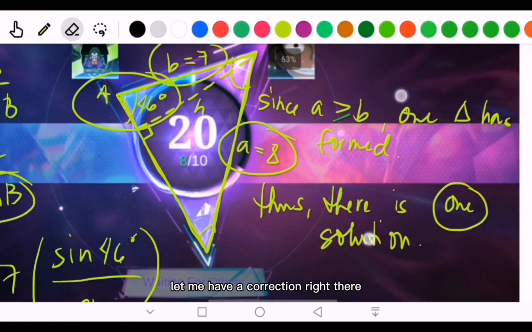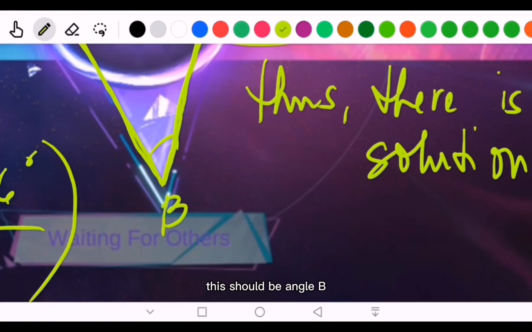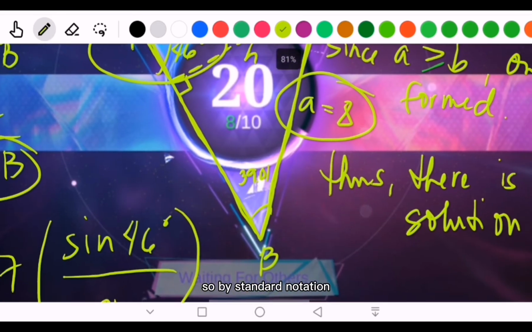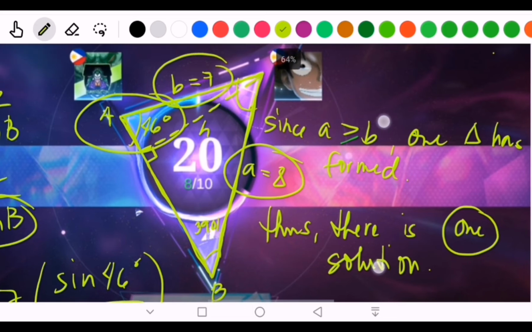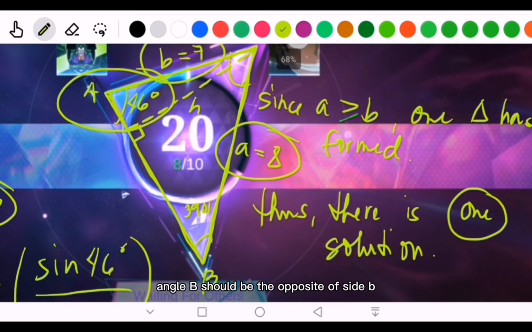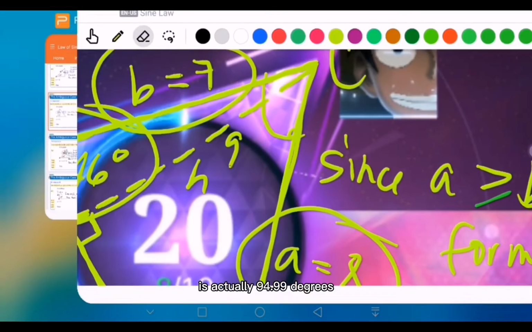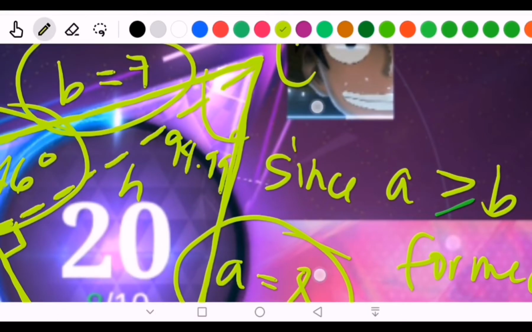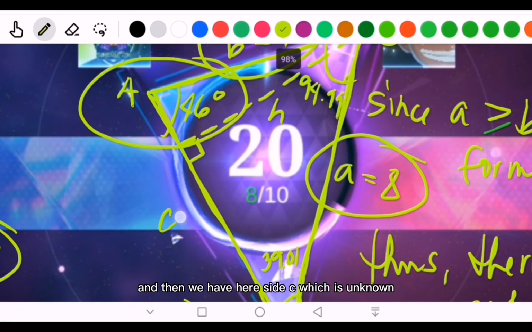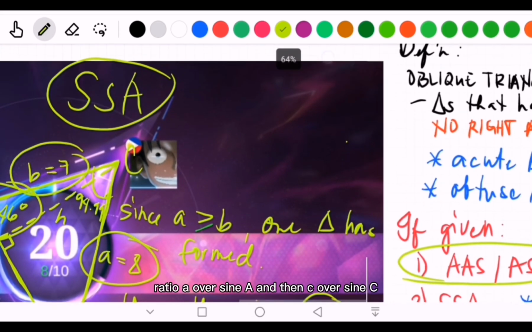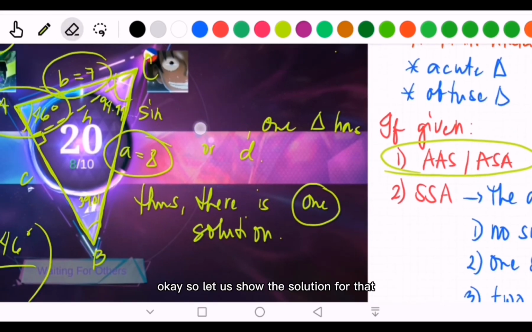C is 94.99 degrees. Let me make a correction right there. So this should be angle B, which measures 39.01. By standard notation, angle B should be the opposite of side B, which makes sense, and angle C is 94.99 degrees. And then we have here side C, which is unknown. So we can use the ratio a over sine A and then c over sine C. Let us show the solution for that.